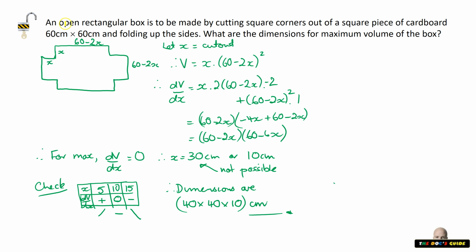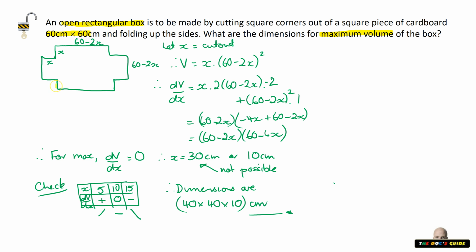In our question, we're after an open rectangular box, so a box with no lid. We're going to cut square corners out of a square piece of cardboard of these dimensions by folding up the sides. And we want to know what the dimensions are to give us the maximum volume. So it's the volume that we're going to have to get an equation for in one dimension. So come to our diagram.